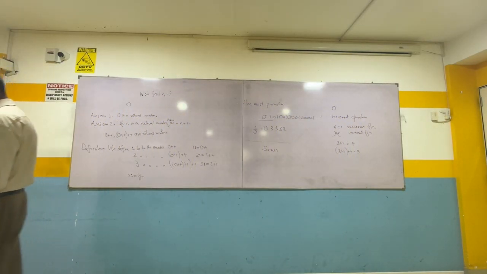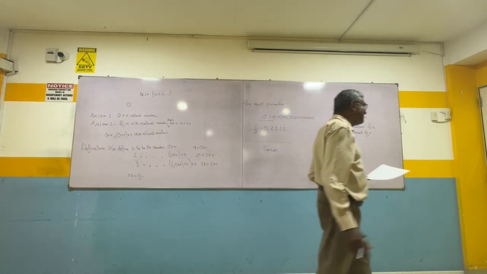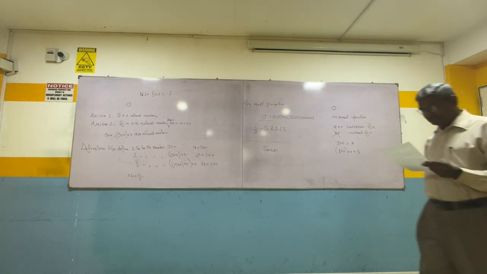3 is a natural number. Proof: by axiom 1, 0 is a natural number. By axiom 2, 0 plus plus, which is equal to 1, is a natural number. Again by axiom 2, 1 plus plus, equal to 2, is a natural number. By axiom 2 again, 2 plus plus, equal to 3, is a natural number. That is the proof. It is a little funny, but since we know everything about numbers, why do we define? That's why we get kind of disappointed.